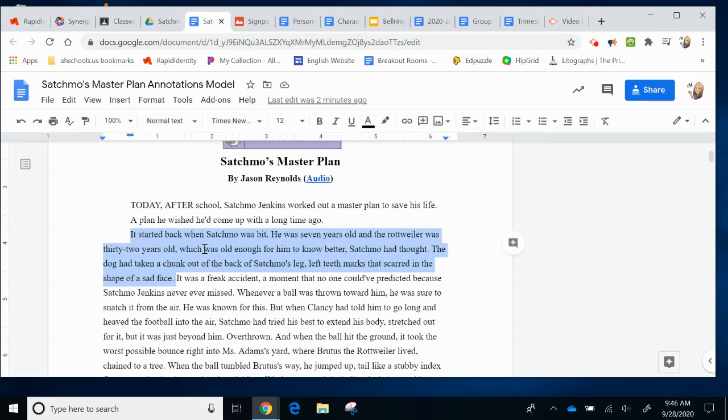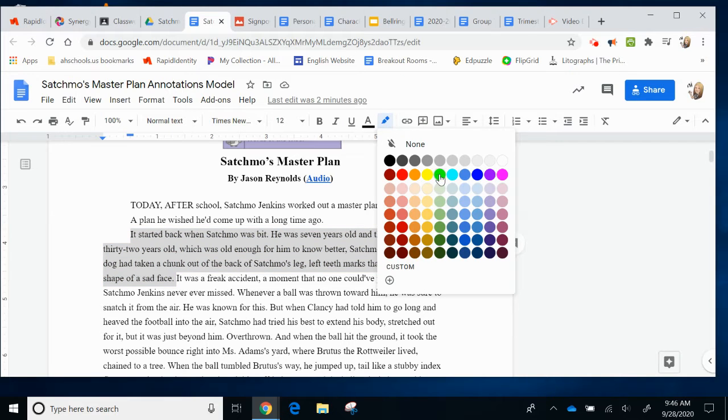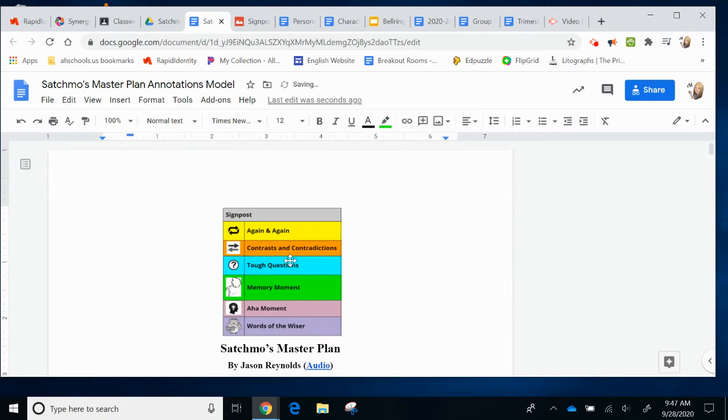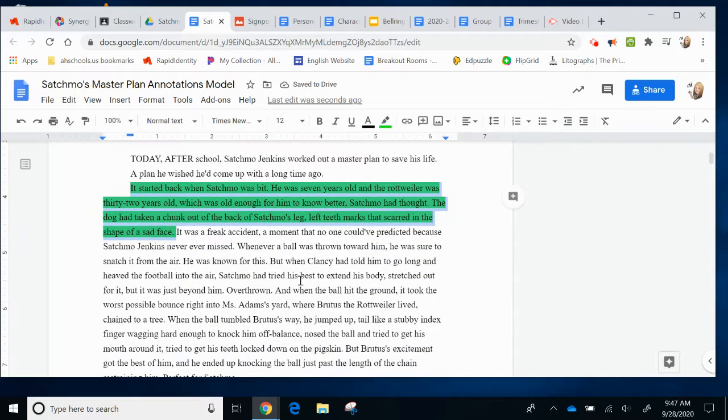Once you highlight the signpost that you find, you're going to go up to the highlighting tool, click that, and then memory moment is green. And if you need to remember, it's right up here. Memory moment is green. And then keep it highlighted because then you're going to comment what that means next to it. You're going to comment on the memory moment and just say that it is memory moment for identification in case you can't remember the colors, or again, just to make it clearer.